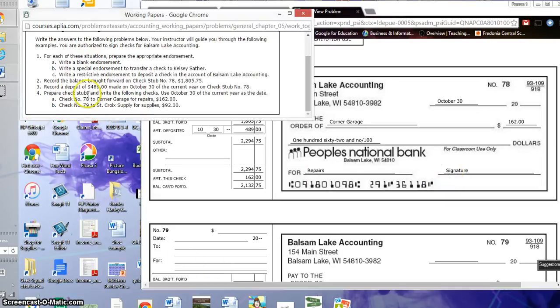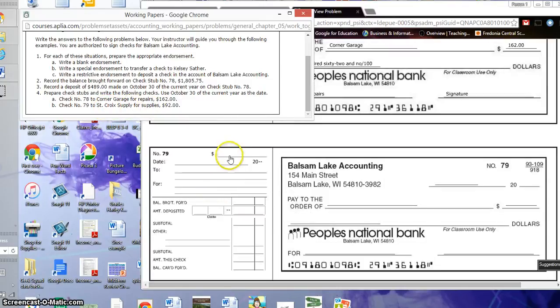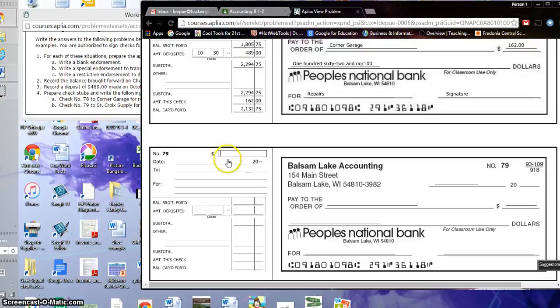So let's do the second one together. Part B, check number 79, paid to St. Croix Supply for some supplies for $92. So same type of situation, we're writing the amount in the check stub first. The date is still October 30th. We're writing this check to that St. Croix Supply for some supplies.